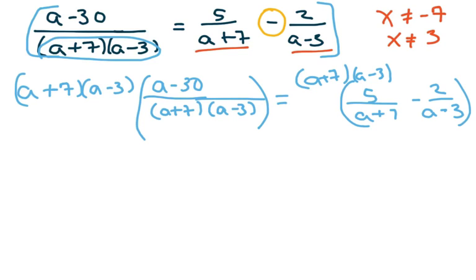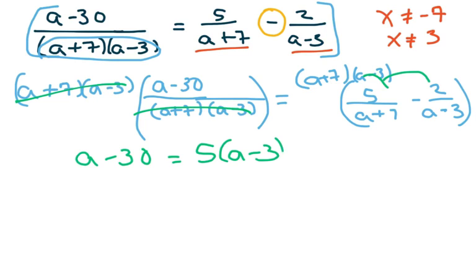So I'm multiplying this by both pieces. It's kind of stuck in there. Well, what happens here, that just cancels, so we get a minus 30. And in this case, I just see what's missing. So the a minus 3, so you get 5 times a minus 3 minus 2 times a plus 7. Okay, because this would cancel and you get a minus 3, and this would cancel. Alright, now clean it up.